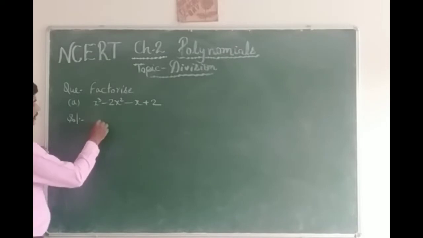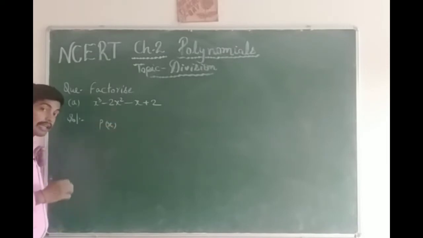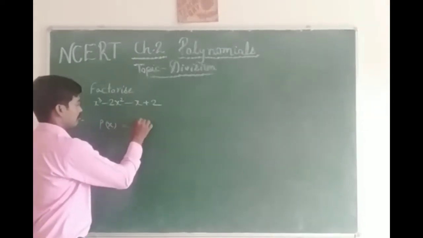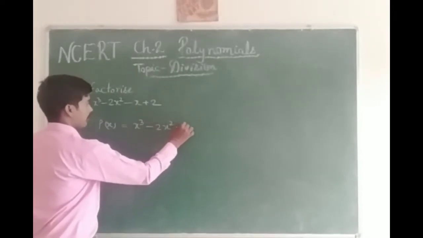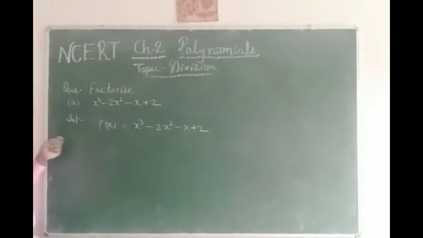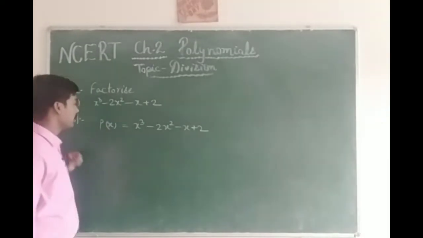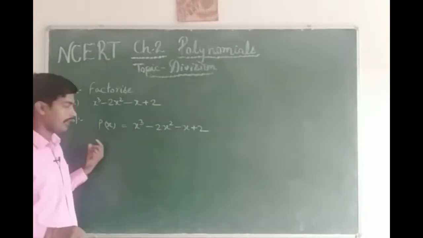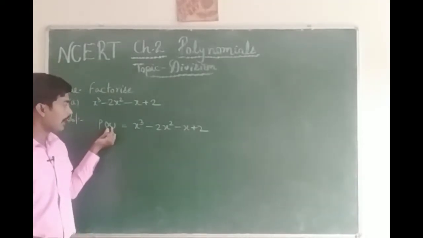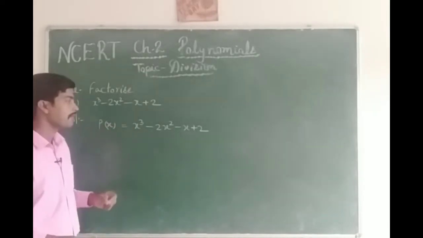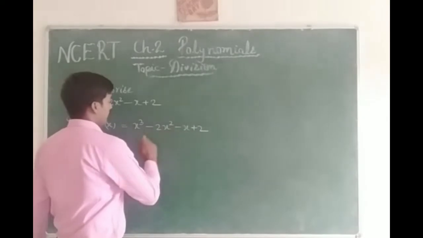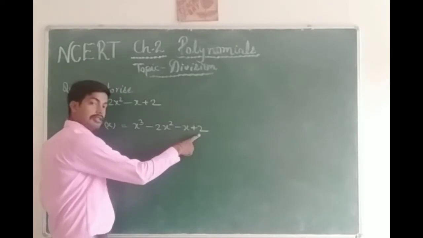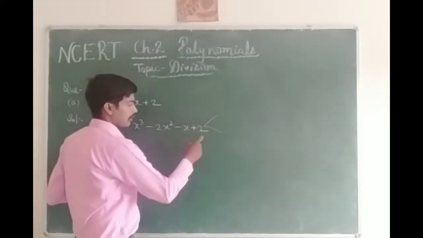I am going to find a factor by trial and error method. So let us treat p(x) equals this binomial. Means we took the binomial as p(x). Now, by trial and error method, we are going to choose a particular value at which this side will be 0. So how do we choose? We search the constant term in the given binomial. Now we get the constant term is 2. Now we try to find the factor of this.